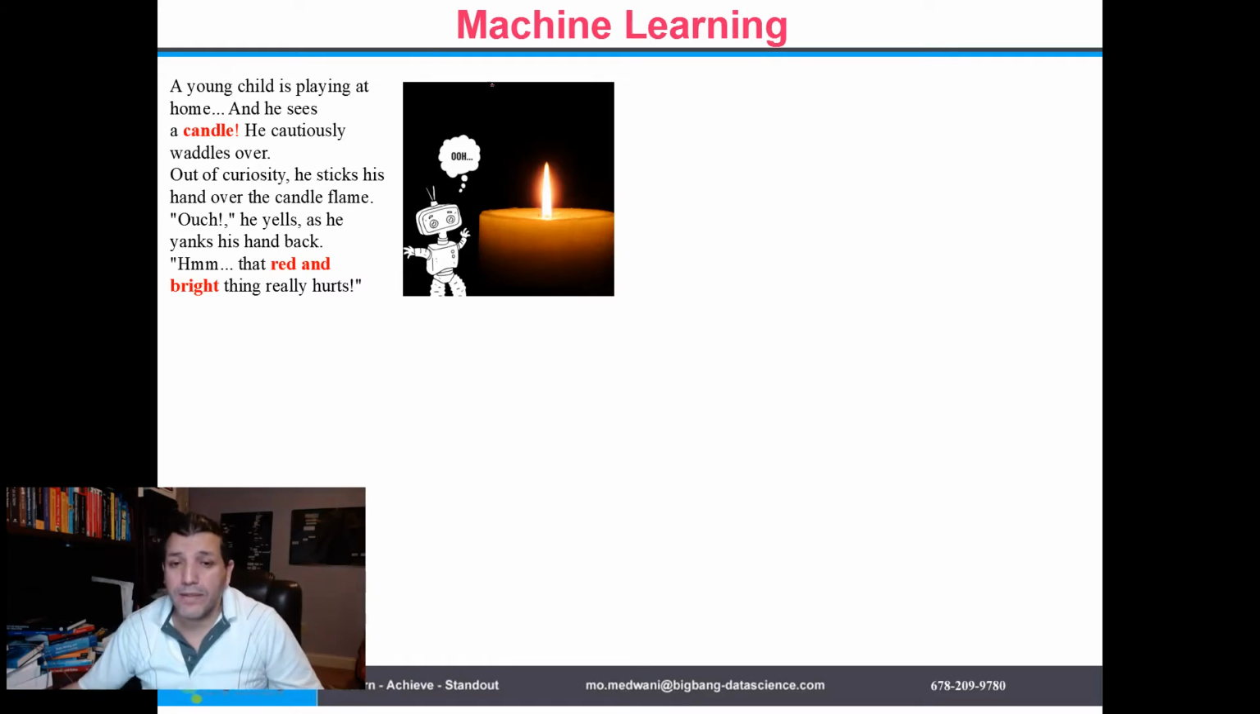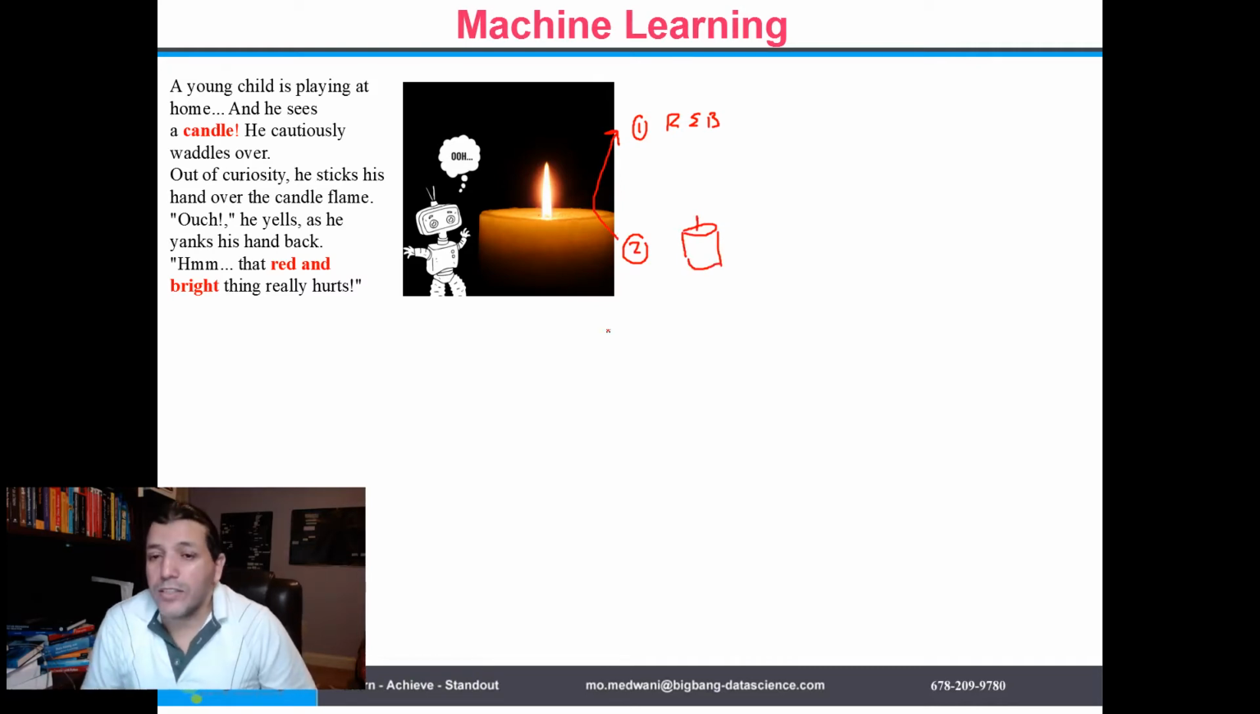So number one, the child could learn that anything that is red and bright is harmful. Number two, the child could learn the candle is harmful. If the child learned that anything bright and red is harmful, then the child is learning a pattern. If the child learned the candle, then the child is learning the object.